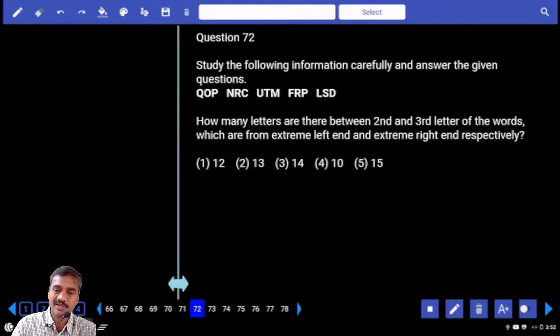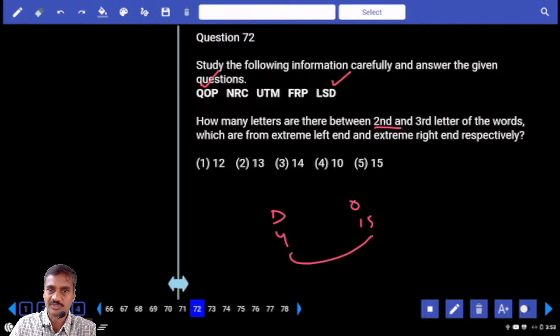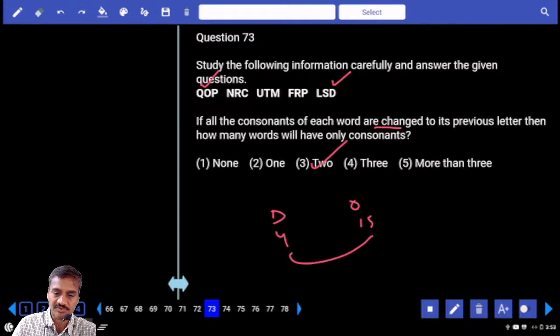Then 72, how many letters are there between the second and third letters of the words which are from the left extreme and the right extreme respectively? Second, that is O, and third, that is D. Now between O and D, tell me how many letters are there? D and O. What is the value of D? 4, and O is 15, and 15 minus 4 is 11, minus 1 is 10, that is choice 4 in between. Clear? The next one, 73.